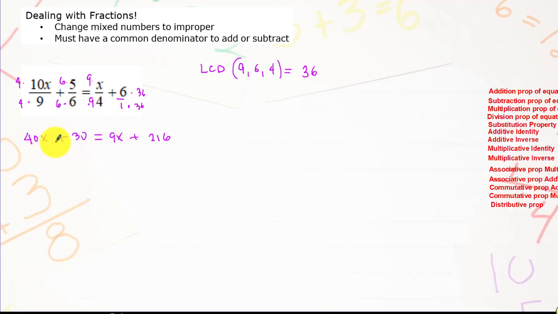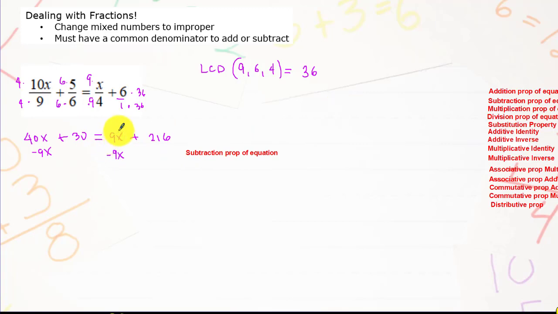We don't have any like terms here. Same thing here on the right side. There's no like terms. Next, let's undo our variable x. I do have a 40x here and 9x. So I'm going to undo my 9x. So subtract 9x to both sides. And this is actually your subtraction property.